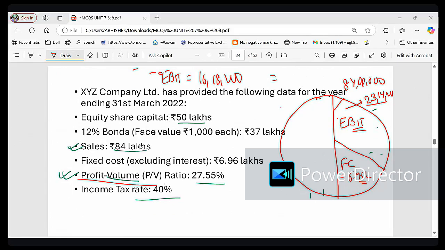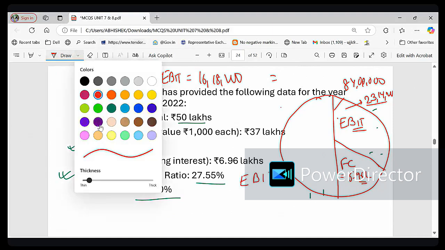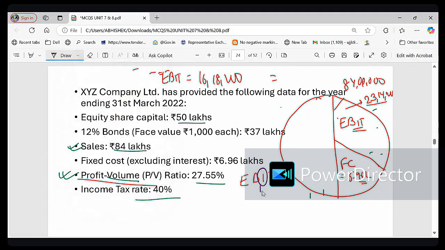So basically EBIT upon EBT. So how to calculate EBT? It is very simple. From EBIT you subtract the interest. See, EBIT. Very simple. You remove this I. You remove this I, and this will become EBT.